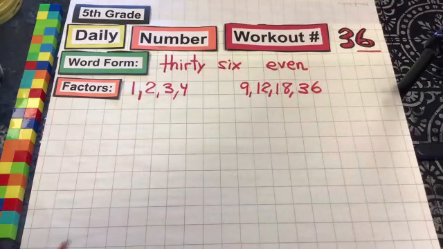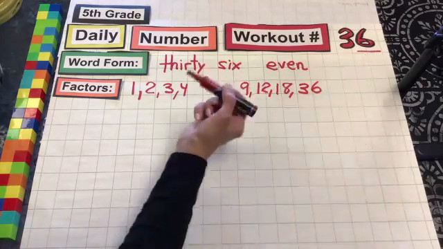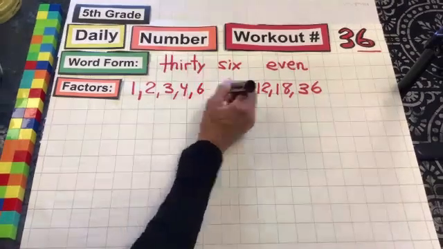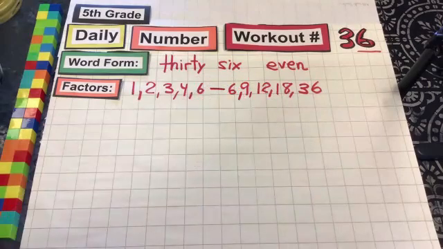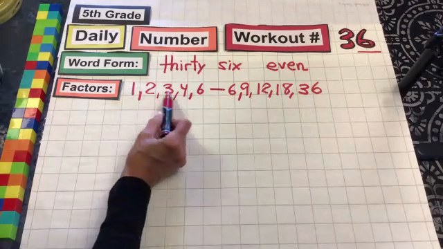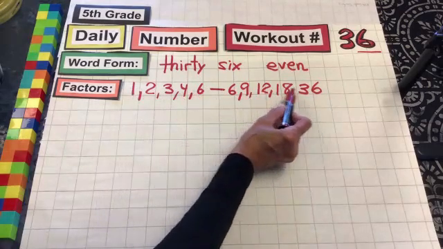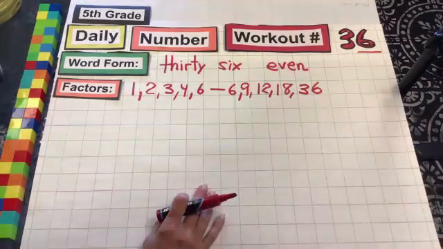5 doesn't go in because it doesn't end with a 0 or a 5. 6 goes in. 6 times 6. And there's nothing in between 6, so we know we're done. Wow, look at all those factors. 1, 2, 3, 4, 5, 6, 7, 8, 9, 10 factors for 36. That means we can do a lot with this number.